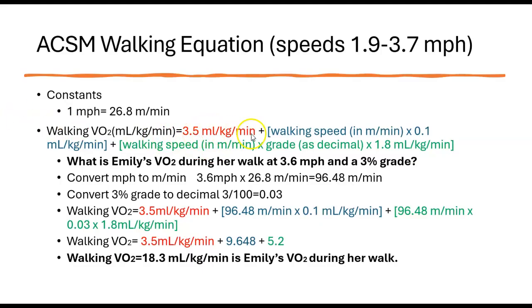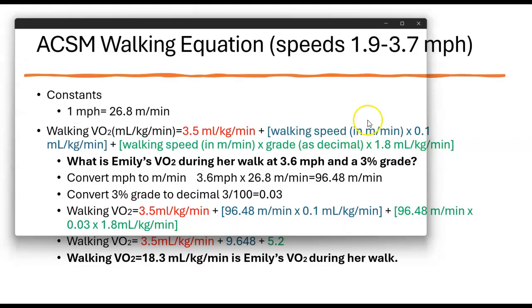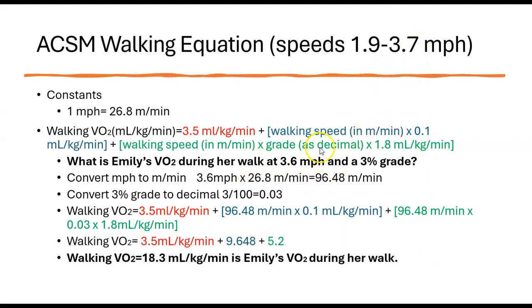Again, I put the 3 parts of the equation in different colors. We have the first part, which is the given constant, which is Met level, or just METs, 3.5. This remains, okay? That's going to be the red part. Then we have our walking speed in meters per minute times 0.1, okay? We're going to solve for that blue part next. And then the green part is going to be walking speed again in meters a minute times your grade as a decimal, and then another given constant here.